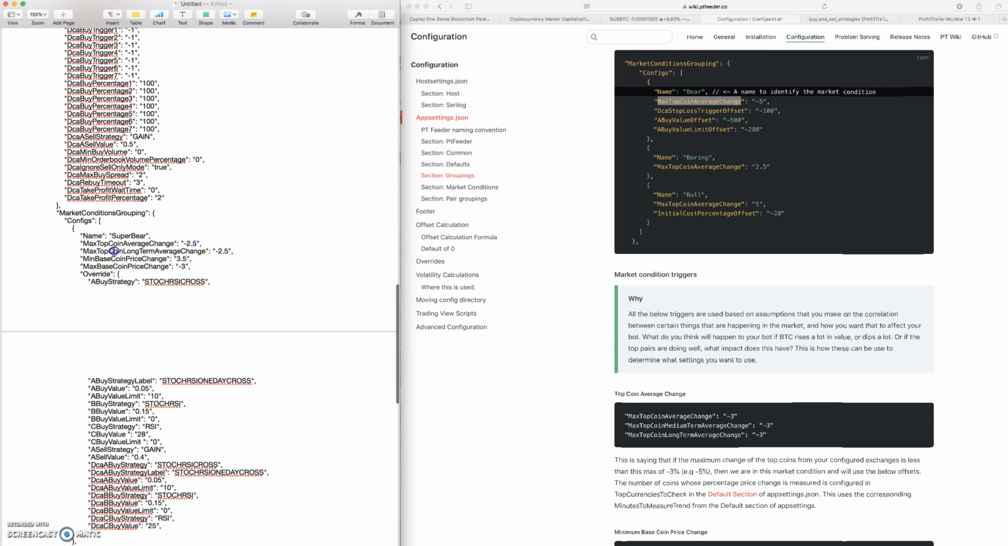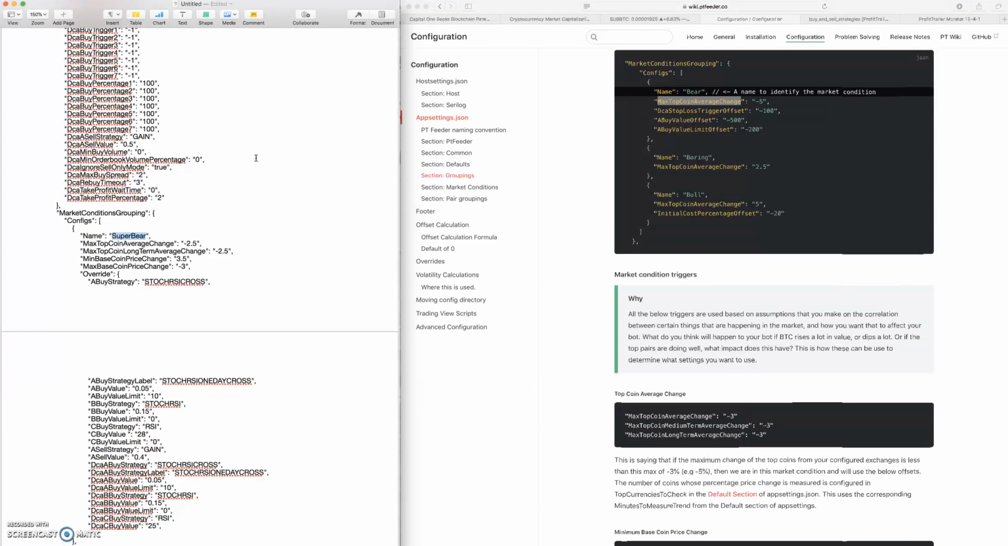Now, the only problem is there's another one here, max top coin long-term change, which uses longer-term candles, and the base coin price change. So like if you're trading BTC pairs or ETH pairs, if BTC or ETH is pumping really hard, 3.5% or greater, then you're also in this super bear category because, hey, I want to make it difficult to buy other coins because those coins are really pumping hard and you want to take part in those profits. And also, when Bitcoin or Ethereum pump really hard, then the altcoins tend to kind of take a beating as well. That's all great, right?